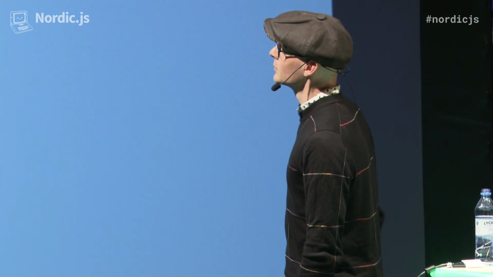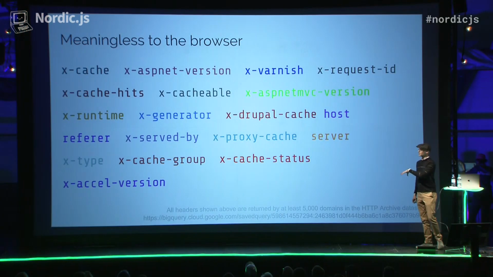Like, these are all of the headers, or a very small number of the headers, which I found in HTTP Archive, which don't mean anything to browsers. Some of them are vanity headers, like X-Generator or X-Generated-By or Server. I mean, obviously, if you want to tell people what server software you're using, that's great. Doesn't mean anything to the browser.